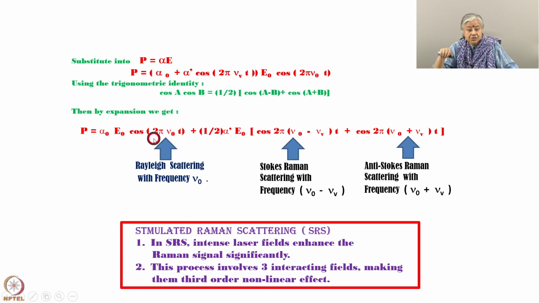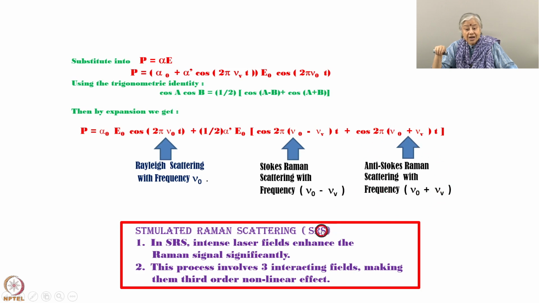The first term, alpha 0 E 0 cos 2 pi nu 0 t, is like the incident field itself. This corresponds to the Rayleigh scattering, where nu 0 was the incident frequency and it remains nu 0. Now, see the next part. It has cos 2 pi times nu 0 minus nu v. That corresponds to the Stokes Raman scattering. This is a new frequency, different from the incident frequency, nu 0 minus nu v. Then you have one more frequency, nu 0 plus nu v.